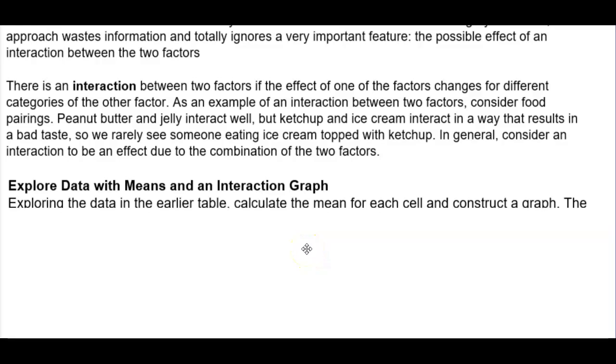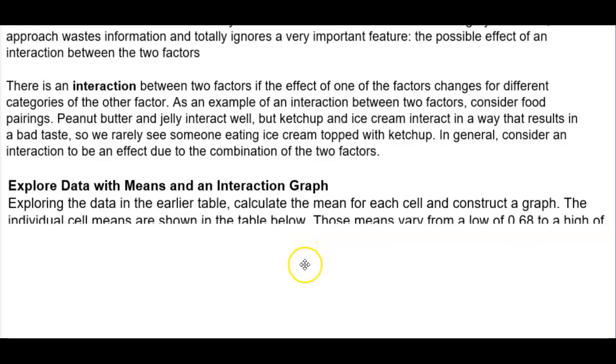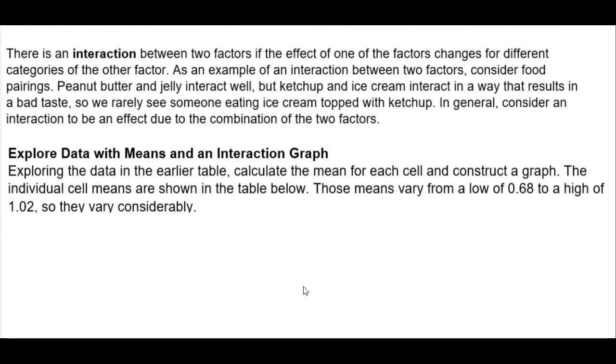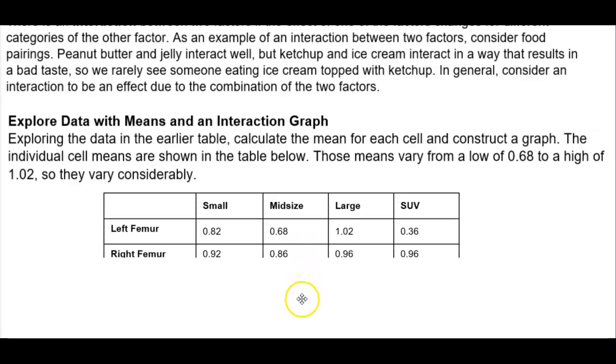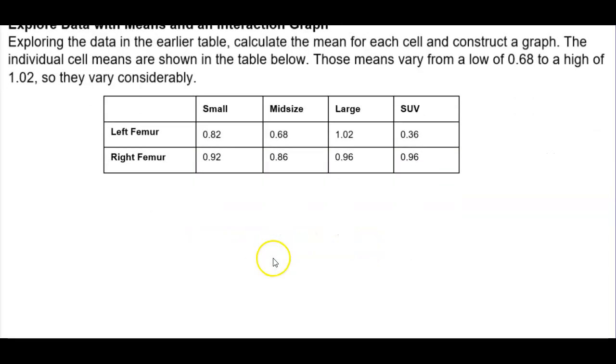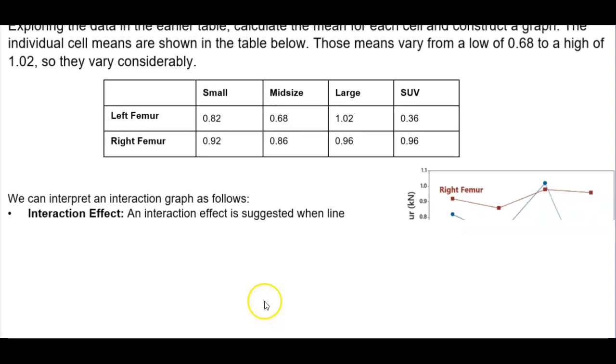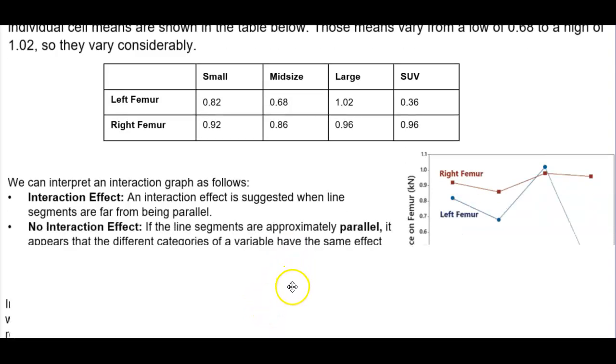Explore data with means and an interaction graph. Exploring data in the earlier table, calculate the mean for each cell and construct a graph. The individual cell means are shown in the table below, and those means vary from a low of 0.68 to a high of 1.02, so they vary considerably. So here are the means of that data. Now, we can interpret an interaction graph as follows.